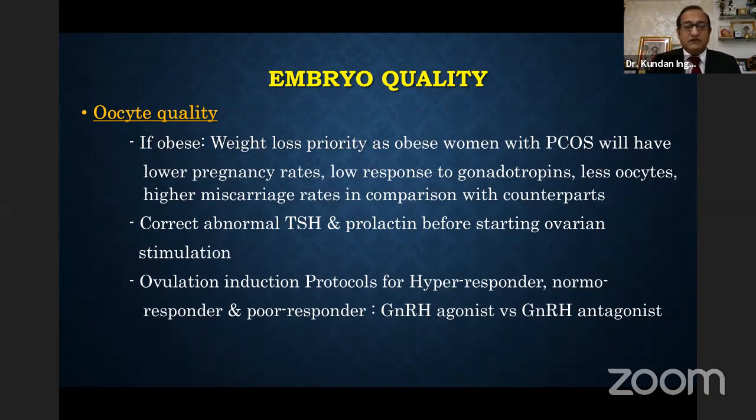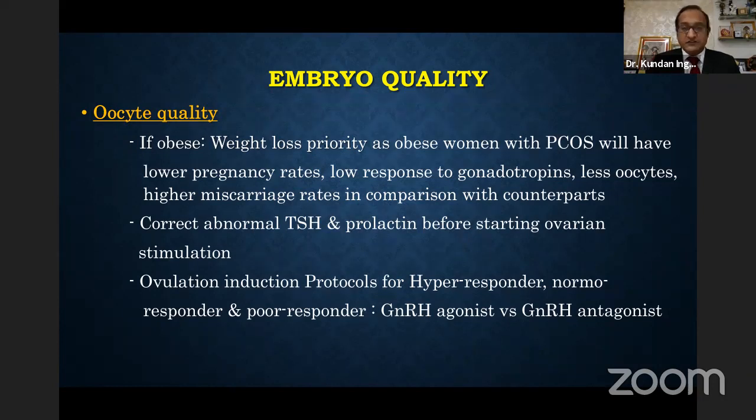So whenever we are dealing with an obese PCO patient, weight reduction of at least 10% from the present weight will have a significant impact on oocyte quality. At the same time, we must measure serum TSH and prolactin, that is thyroid and prolactin status, prior to commencing the ART cycles. If they are abnormal, correct them and get them into the normal range so that we get an adequate ovarian response. Then come ovulation induction protocols for hyper responders, normal responders, and poor responders.